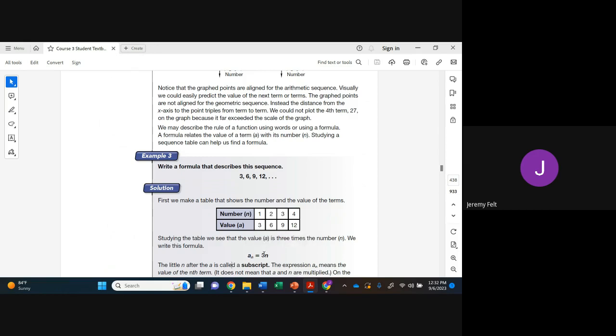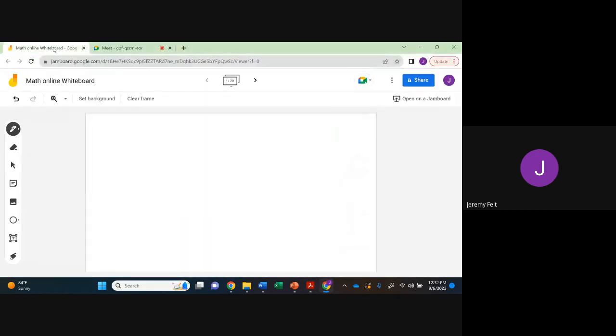And then the rule is 3n. 3 times 1 is 3. 3 times 2 is 6. 3 times 3 is 9. Once we have the rule, it's really nice because then we can say, if a of n equals 3n, what's a of 20?